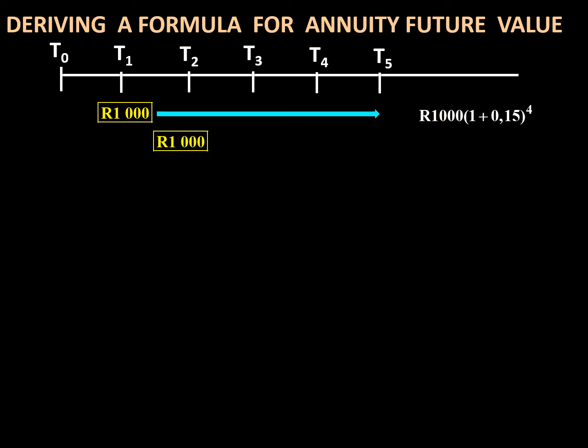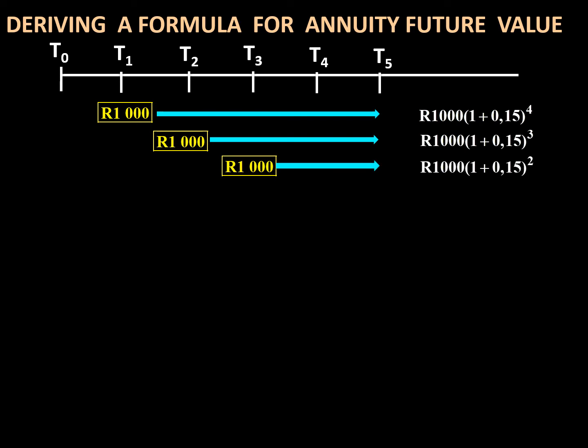the 4 years. Then he makes his next deposit at the end of the second year, and that 1,000 Rand will be for how many years there? That's right, you can see it's for 3 years that amount will be in the account. So there's the value. We're not going to work out the exact value, just keep it in that form. Then the third deposit, and that third deposit will be there for 2 years. So that's the value of the 1,000.